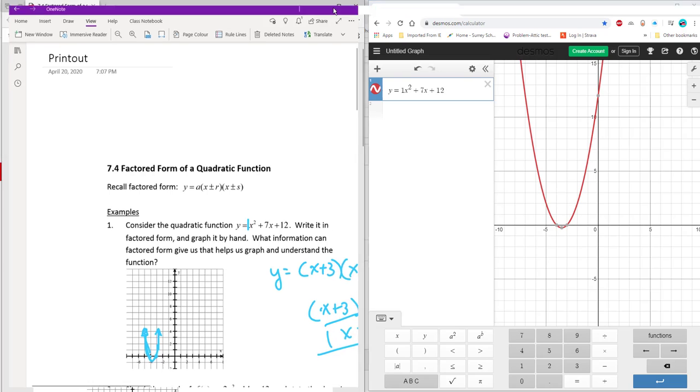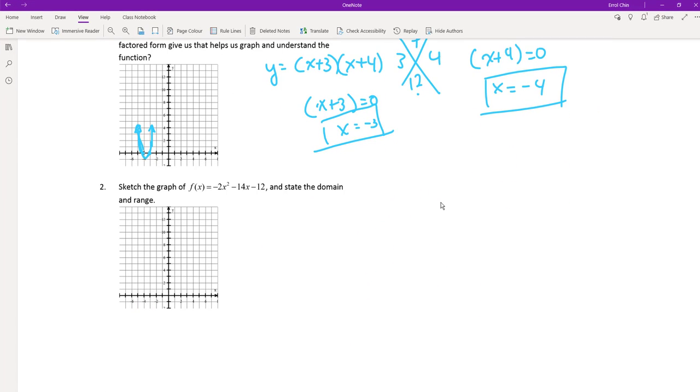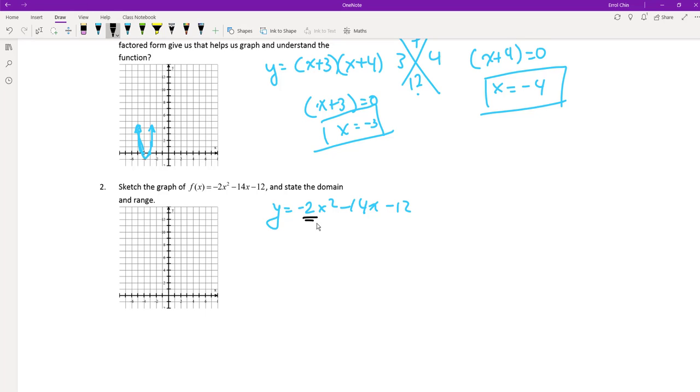Okay, so we're going to move on to our next equation. It says here, sketch the graph, state the domain and range. Well, is my a value 1 now? The answer is no. But we can try to see if it could be 1 by what's called factoring: y equals negative 2x squared minus 14x minus 12. If your a value isn't 1, the first strategy you should always try is, can I factor out a negative 2 from each one of these values? And when I say factor, what I really mean is divide.